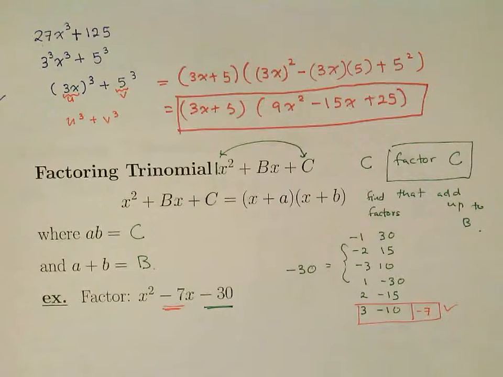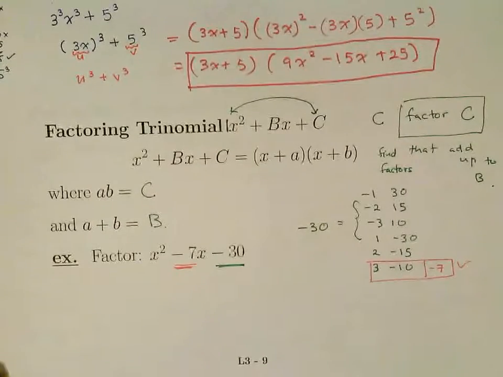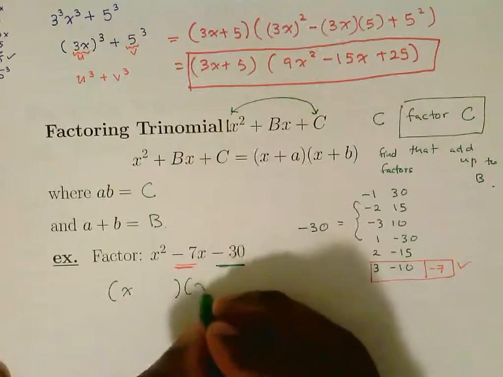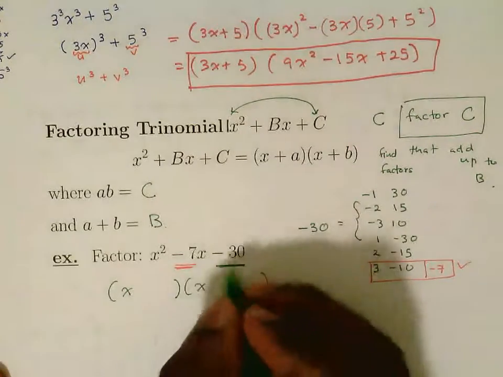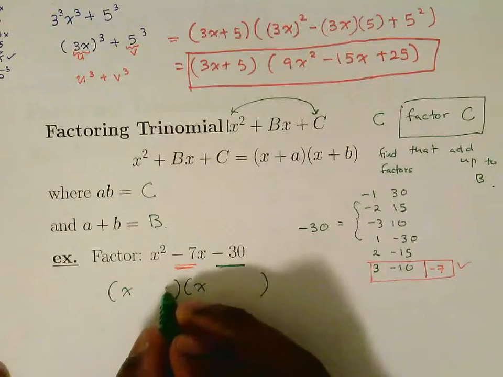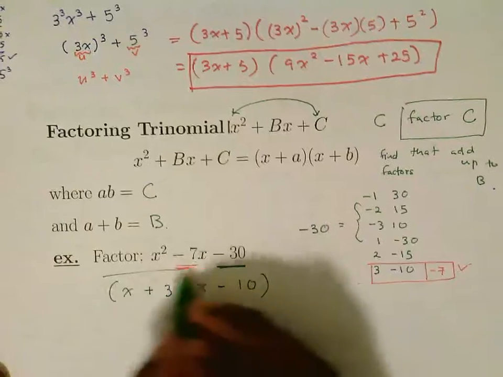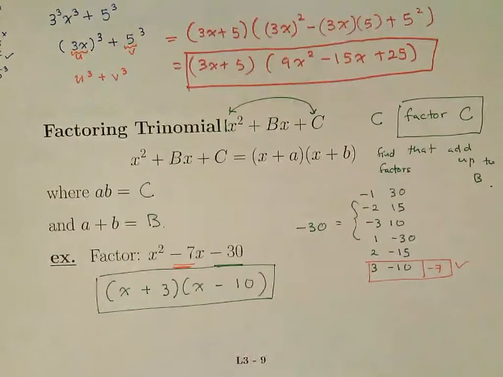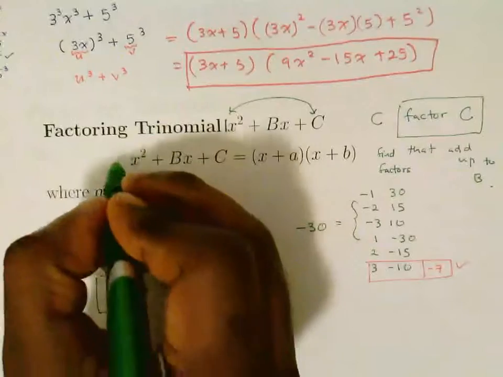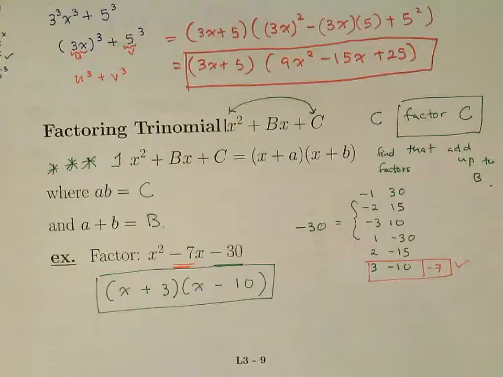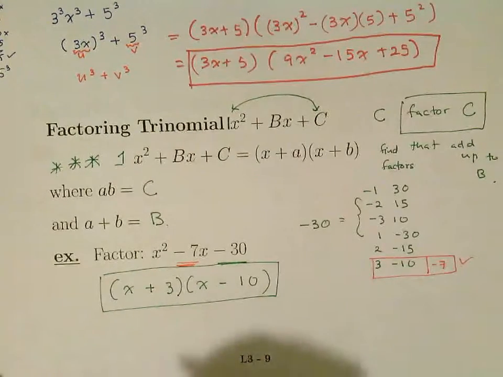And at this point, you cannot do it for the previous questions. But at this point, you can actually do x plus 3 and x minus 10. And that's it. So for this question, when this is 1, there is a little shortcut that you don't have to split in the middle. Let's see what happens when you split in the middle. You still get the correct answer.